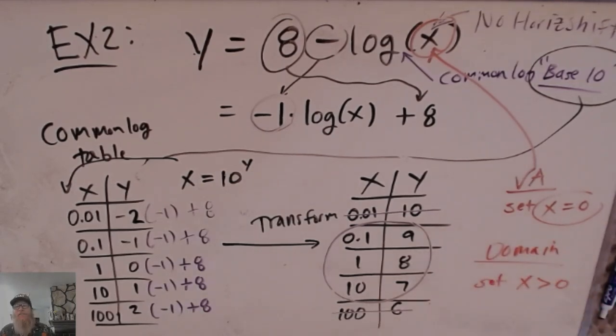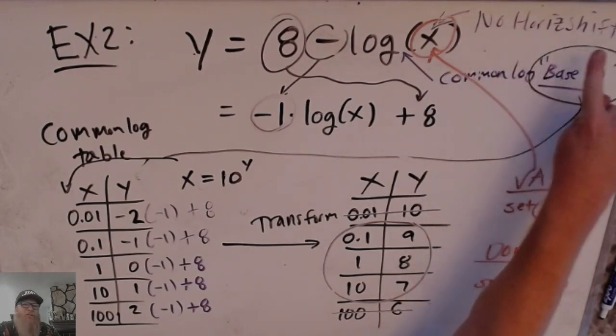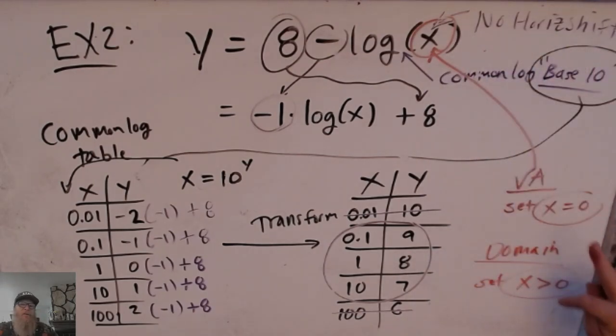Set X greater than 0. Yeah, you're done. There's nothing to do. Whenever there's no horizontal shift, your vertical asymptote and your domain are always going to be 0. Greater than 0 for the domain and equal to 0 for the asymptote.